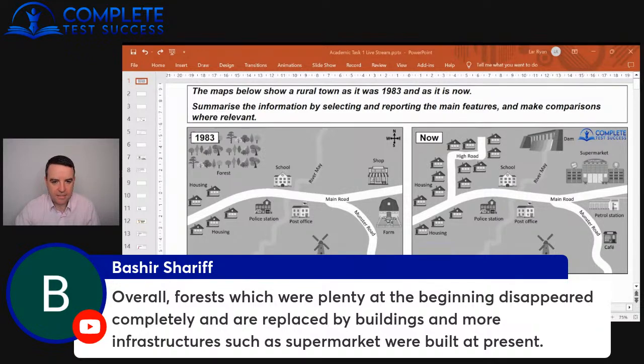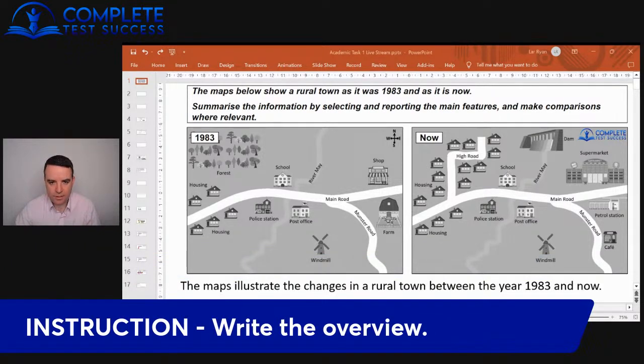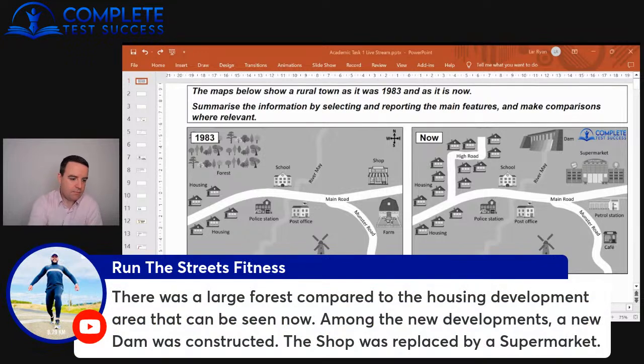Bashir: overall, forests which were plentiful at the beginning have disappeared completely and are replaced by buildings and more infrastructure such as supermarkets, which were built at present. Again, that is too specific. So that isn't appropriate either. And Walter: there was a large forest compared to the housing development area that is now seen among the new developments. A new dam was constructed, a shop was replaced by a supermarket. Too specific again.